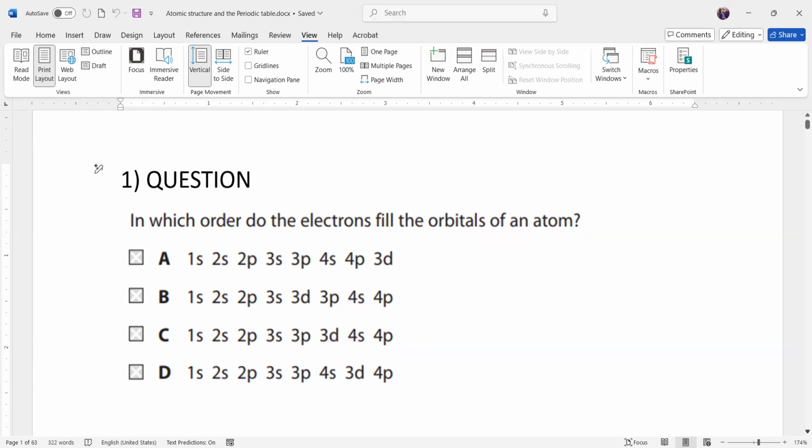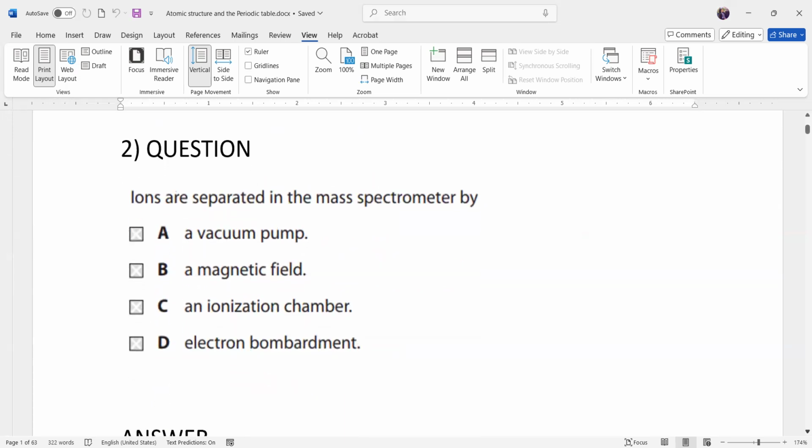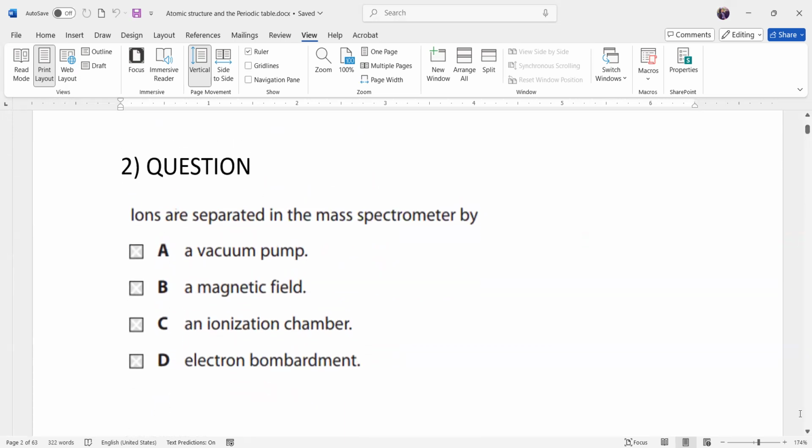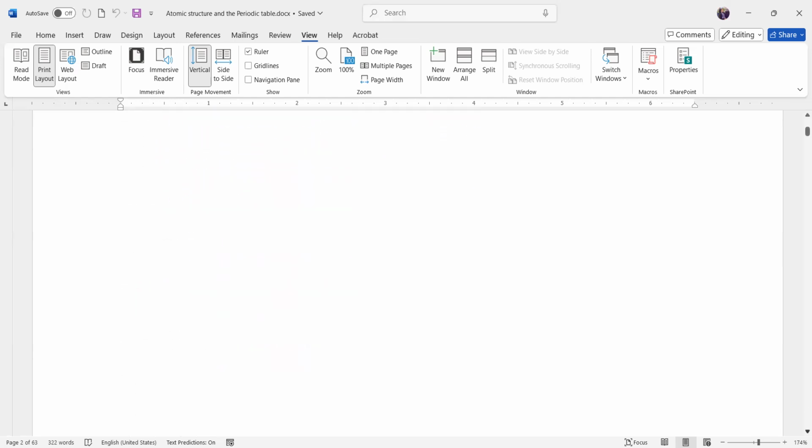Moving on to the next question. So this is about the mass spectrometer. That will be our next topic. We'll discuss in detail.